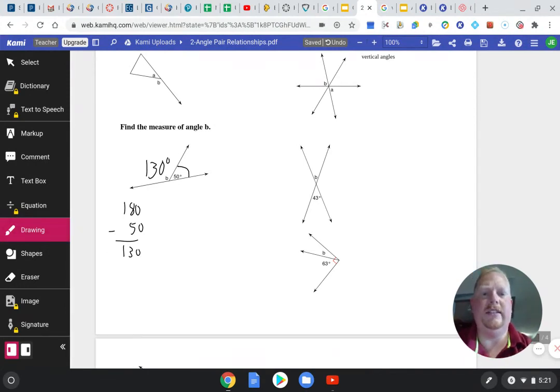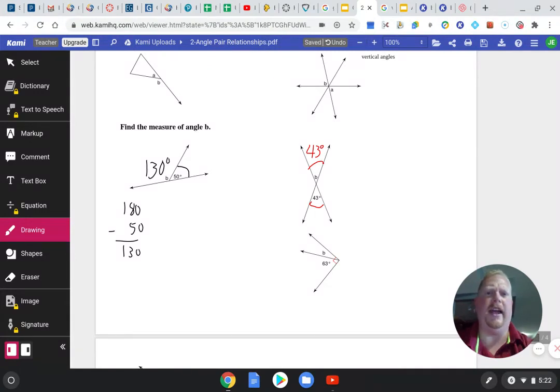If I take a look at this diagram here, this angle is 43 degrees, and this angle over here is a vertical angle with that. So we should know from the vertical angle theorem that if 2 angles are vertical angles, they are congruent. So if that angle is 43 degrees, that means this angle is 43 degrees.